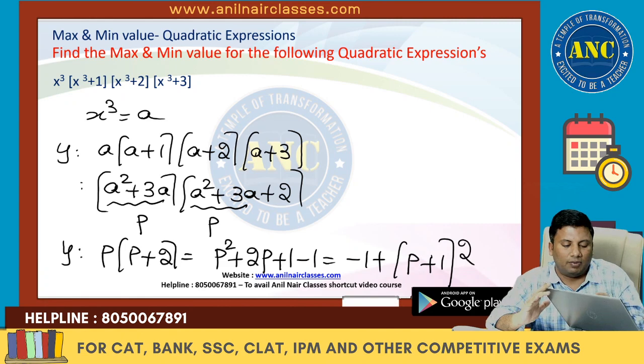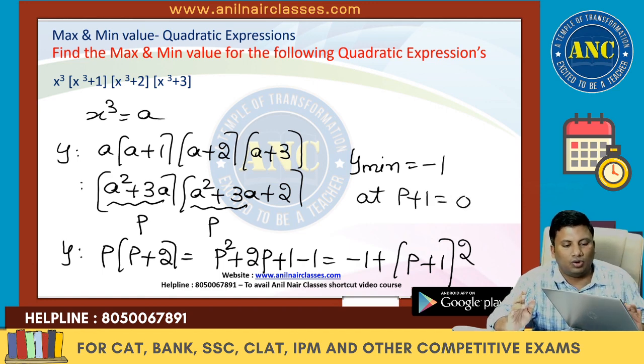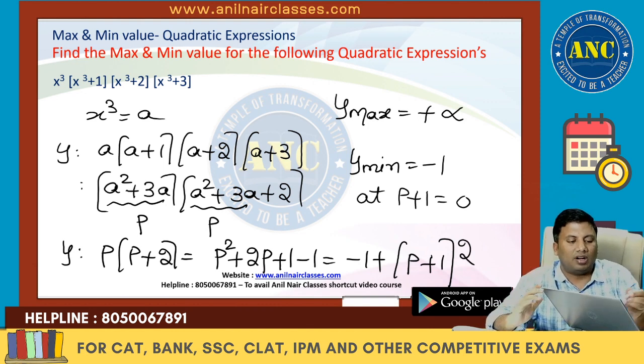A square function will be greater than or equivalent to 0. Y minimum will be minus 1 at p plus 1 equivalent to 0. Some value you will get. What is y maximum? Y maximum is nothing but plus infinite. What we have done?